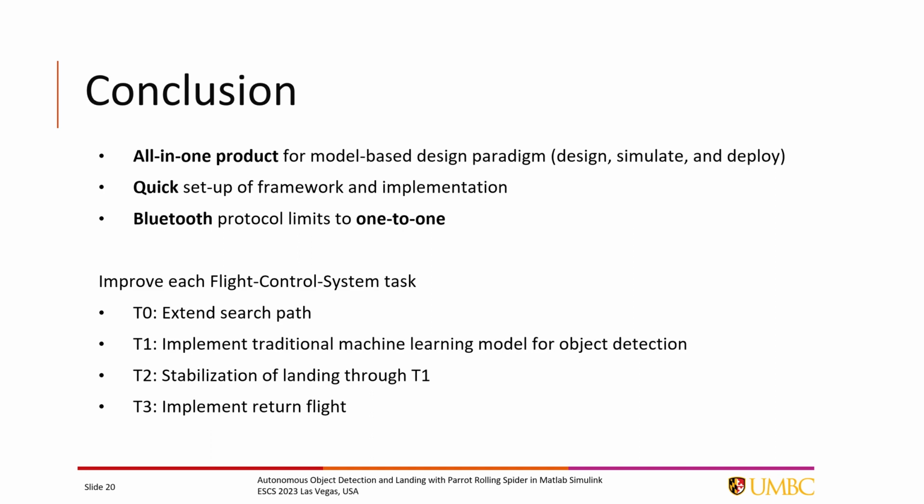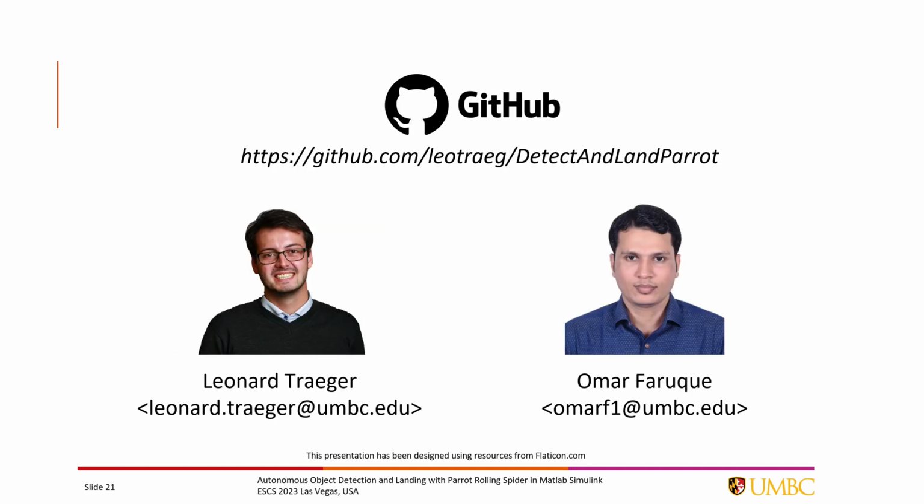Nonetheless, we believe to improve each flight control system task by extending the search path of T0, implementing traditional machine learning models for object detection in T1, and stabilizing the landing phase in T2, up to implementing a return flight in T3. We hope for future collaborators interested in extending the GitHub project.